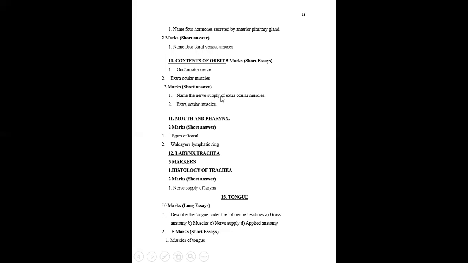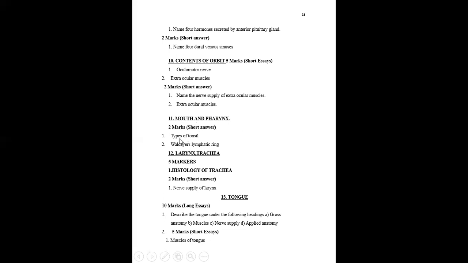Coming to 2 markers: name the nerve supply of extraocular muscles. So just name the nerve supply. And again 2 marker, extraocular muscles. Now here one more question that can be asked from this region is lacrimal gland. Can be asked here. And one more thing is ciliary ganglion. That also can be asked.